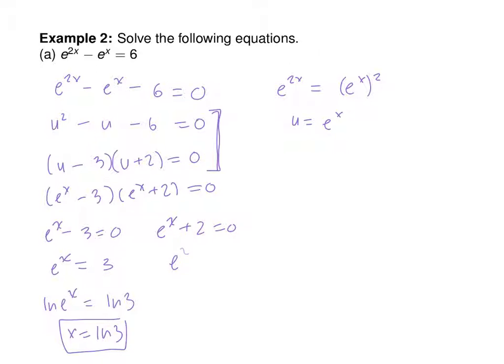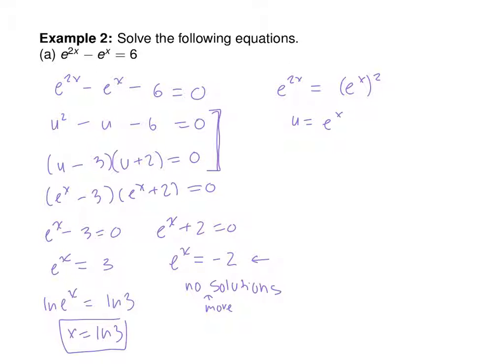Okay, the next one you get e to the x equals negative 2. You can't take ln of negative 2. So this one gives no additional solutions. It isn't like it's no solution, there are no more solutions.